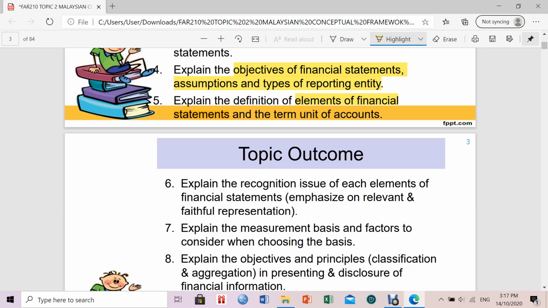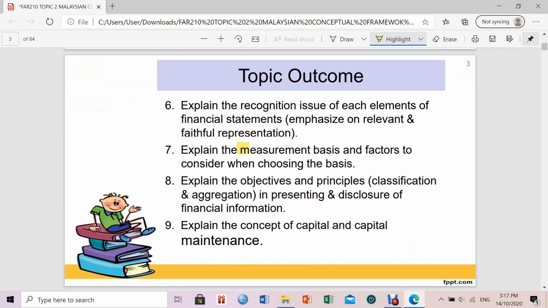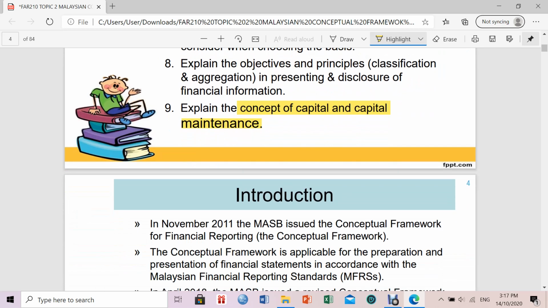Besides that, we also would like to discuss the recognition issue for each of the elements, and the measurement bases and factors to consider when choosing the basis. To explain the objective and principles in presenting and disclosing financial information, and last but not least, the concept of capital and capital maintenance. So that is the topic outcome.